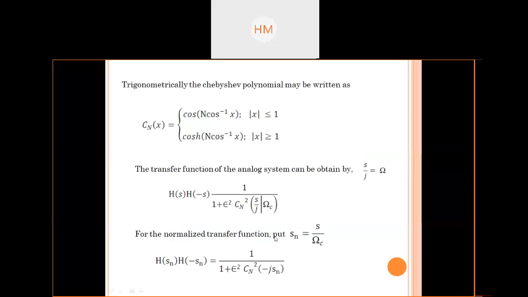For the normalized transfer function, put Sn is equal to S upon Ωc. So it is Sn, it is replaced by this. Write down this equation in your copy. Finished? Okay, everyone has finished writing. Good.